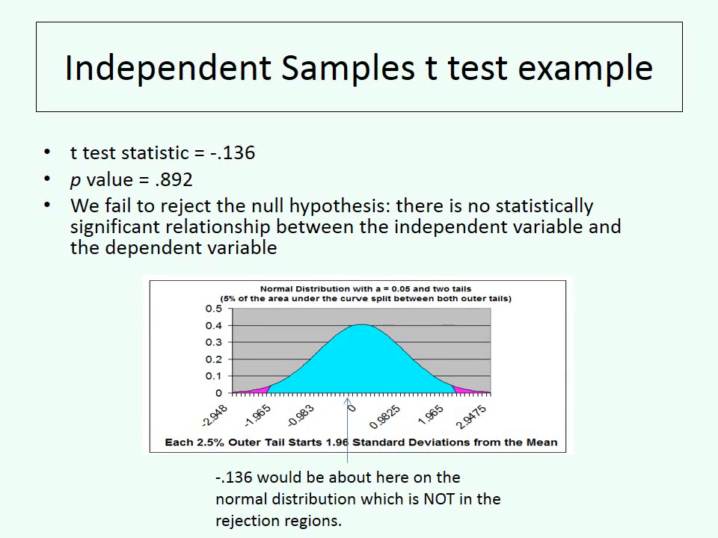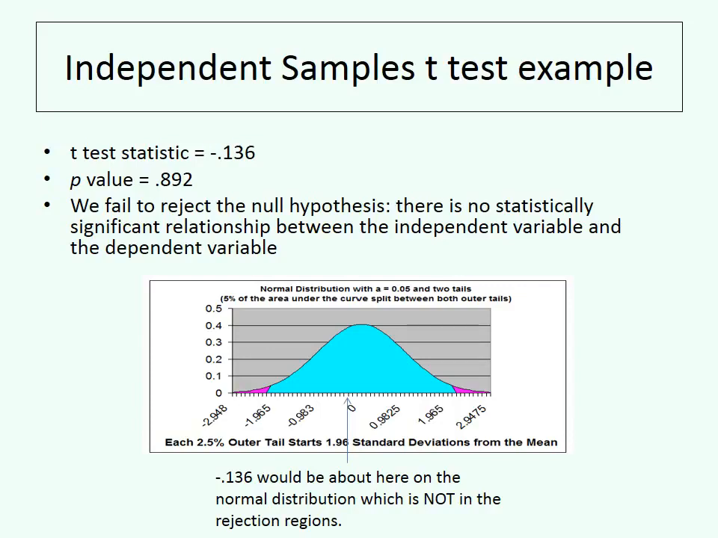The second thing to examine is the t-test statistic and the p-value. In this example, the t-test statistic was calculated by the computer program to be negative 0.136, and the p-value that was associated with this t-statistic was 0.892. If this t-test statistic were plotted on the normal distribution, it would be very close to zero, which represents 0 standard deviations from the mean.